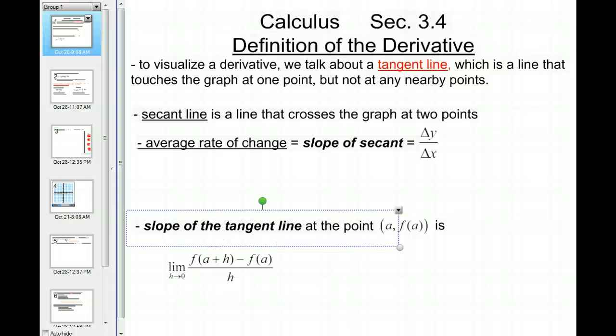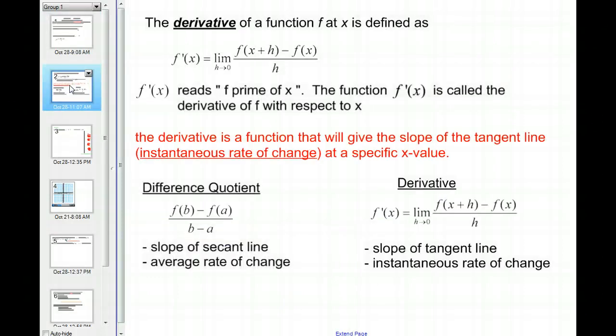So, the derivative. This is really what we're trying to build to. We're going to be talking about this for months and months. But the derivative, it is a function. Like it says here, the derivative of a function f at x is defined as this.